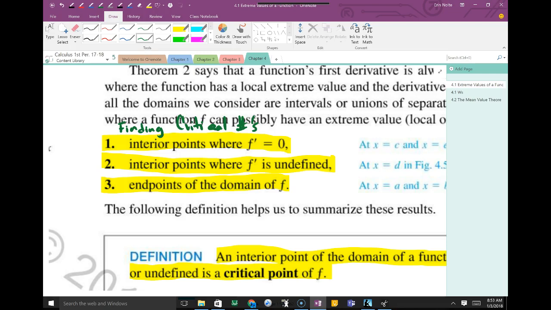Is there an easier way to say interior? You could just say your derivative equals 0. That's fine. You don't necessarily need to find interior. The endpoints are the 2 from the given interval.